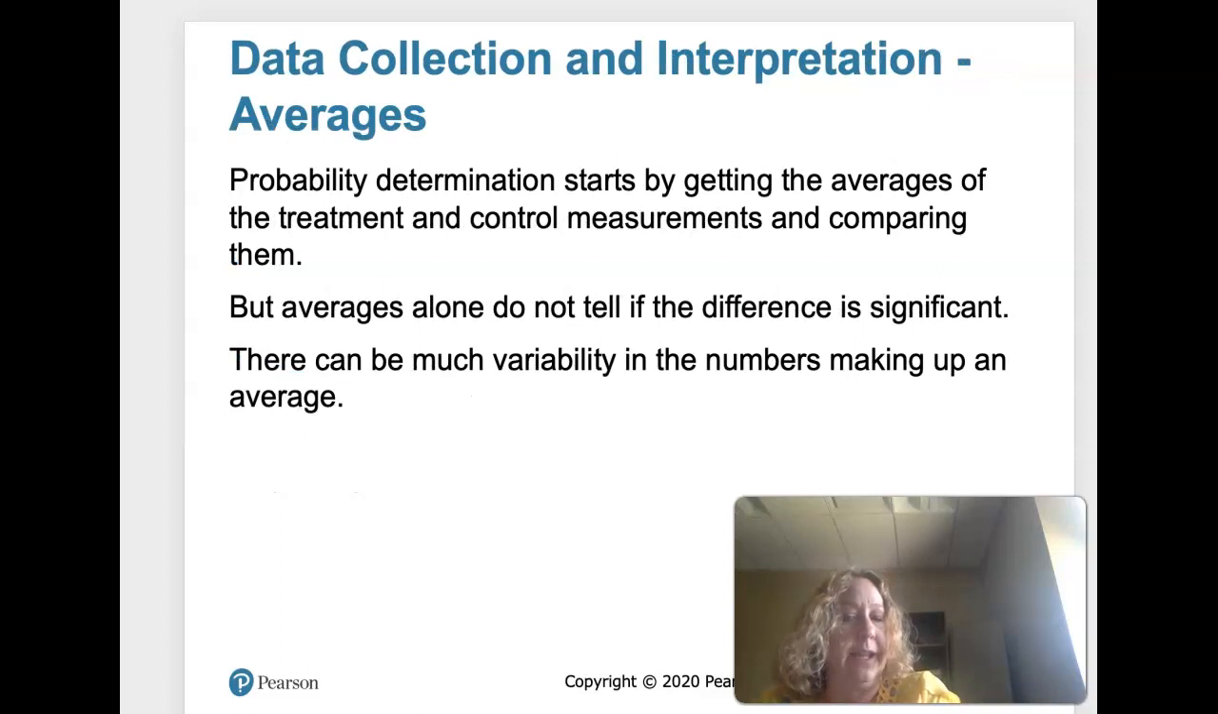Probability determination starts by getting the averages of the treatment and the control and comparing them. But averages do not tell us a story all the time. Essentially, if you think of a classroom, has this ever happened? It happens in math, maybe calculus, maybe organic chemistry. The class either fails the exam or they get an A, and there's no in between. Nobody gets a B, C, or D. You either get an A or an F. The average of the exam is a C, but that doesn't reflect anybody's grade. That's why sometimes averages are not helpful if there's a lot of variability in the data.